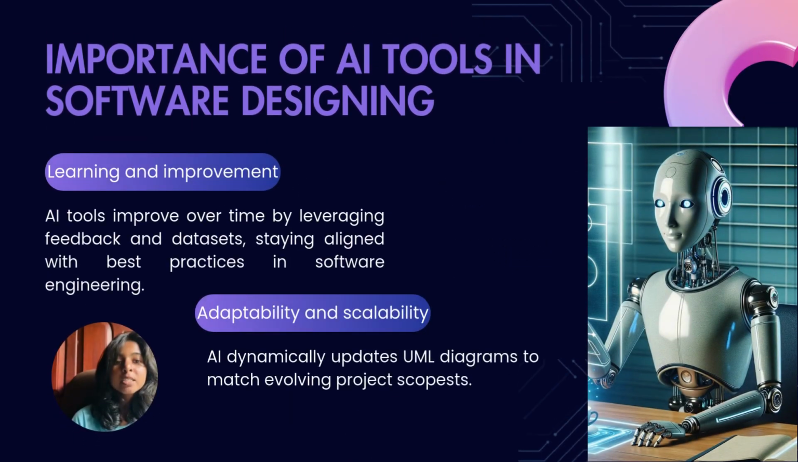And next, we have adaptability and scalability. AI systems can quickly adjust to changing needs and can automatically update UML diagrams as projects change. This means our models stay relevant and up to date.